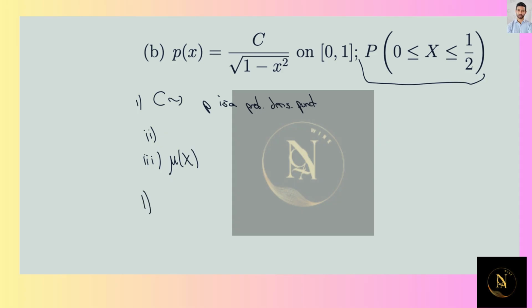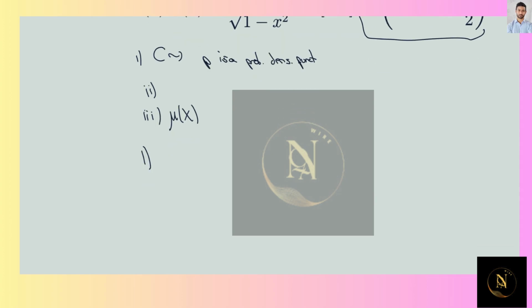So for the first part of the problem, on the given interval, remember that any probability density function needs to integrate to 1 on the determined interval. So this means that the integral from 0 to 1 of c over square root of 1 minus x squared needs to be equal to 1. This integral is going to be equal directly to arcsine of x evaluated at 1 and at 0. So this is going to be equal to pi over 2.